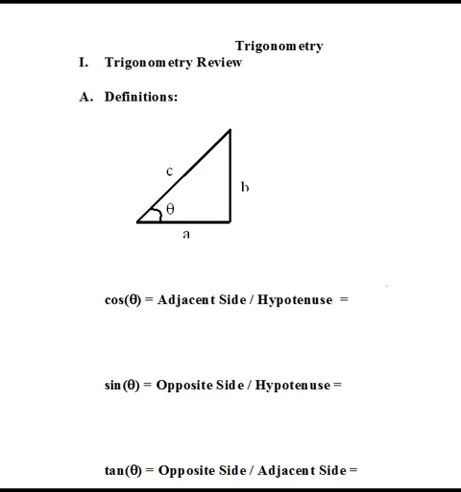We're now going to find the cosine. The adjacent side is A, and we divide that by the hypotenuse, which is C. For the sine, we look for the opposite side, which is B, and we divide that by the hypotenuse, which is C. And for the tangent, the opposite side is B, divided by the adjacent side, which is A. This gives us our three functions.